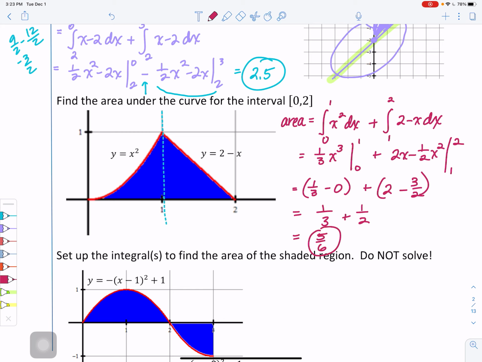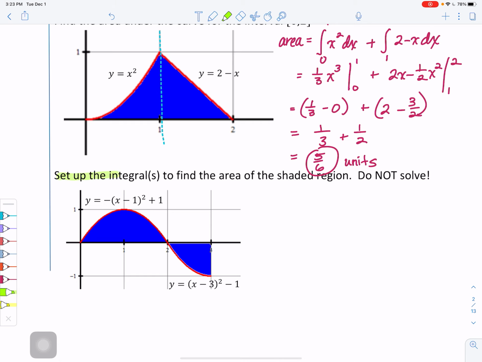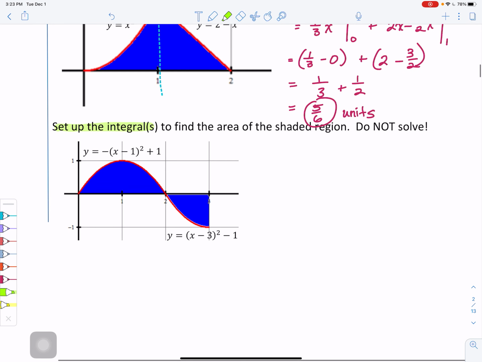Okay, set up this integral, but do not evaluate it, okay? So how would we set that up? What would we say? Well, we're going to go ahead and find the area of the shaded region. This is not an integral. So when we find the area, we actually want the integral. If we integrated this area right here, we would get a negative. So when we want the area, we want to always make it positive.